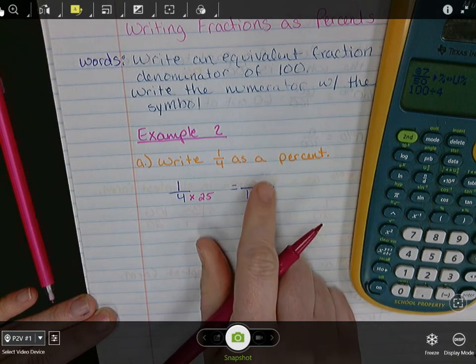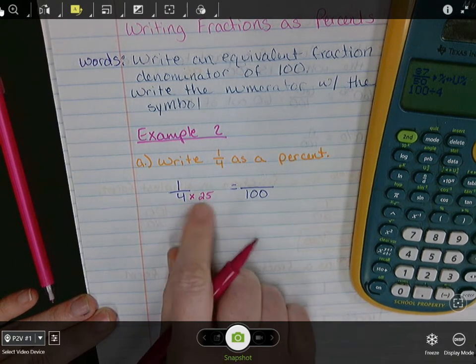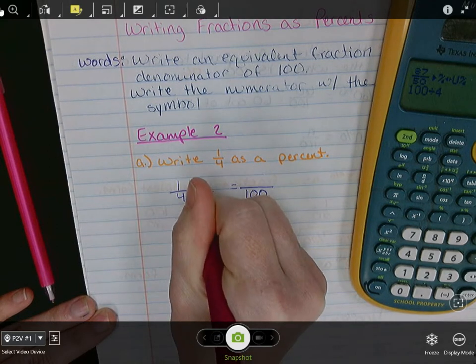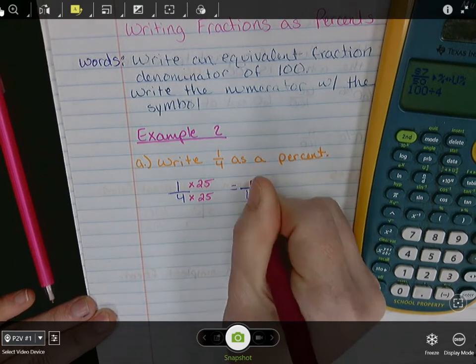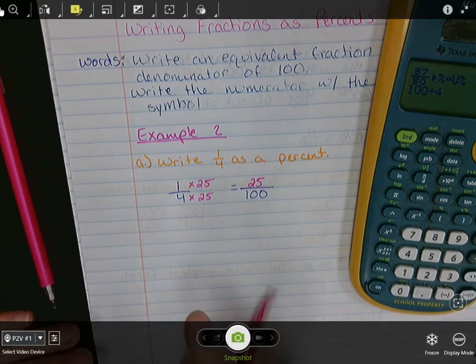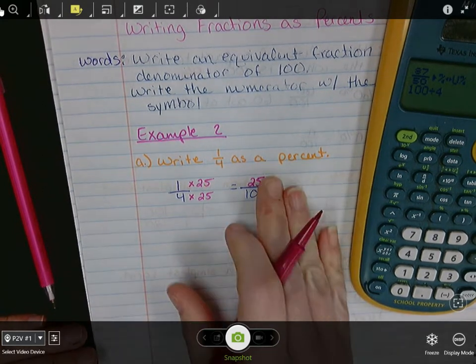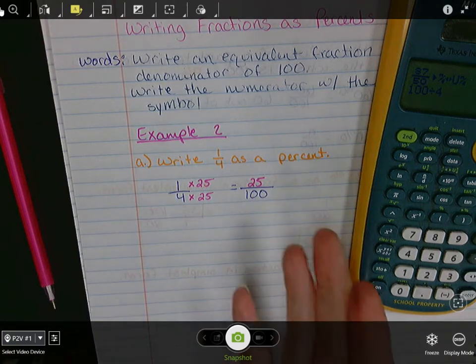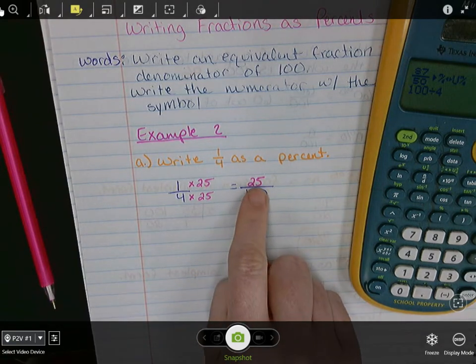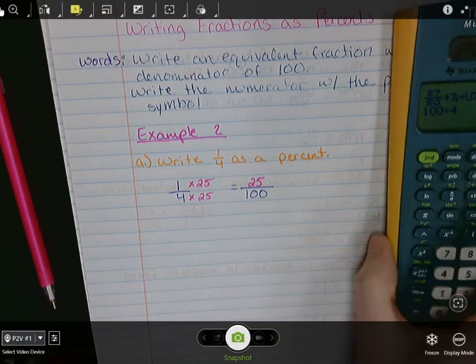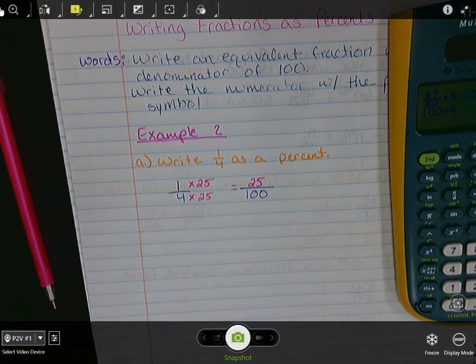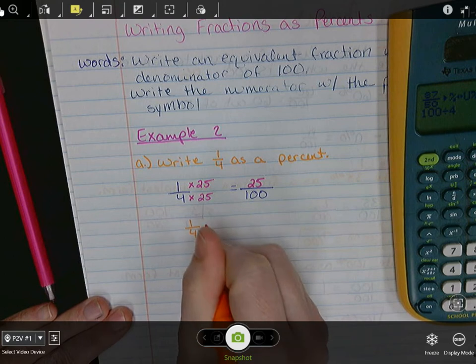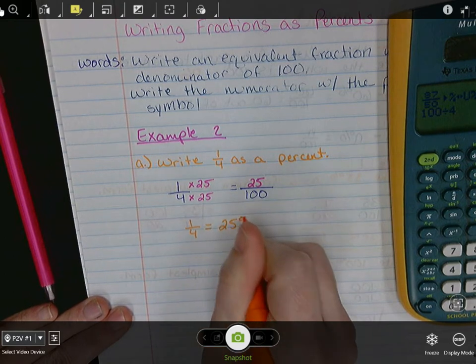Okay, so to find your numerator, whatever you did to the denominator, you just do to the numerator as well. So you multiply it by 25. You do 1 times 25, which is 25. So 1/4 is equivalent to 25 over 100. Now, percentage-wise, you just write the numerator, 25, with the percent symbol. So that means that 1/4 is equal to 25%.